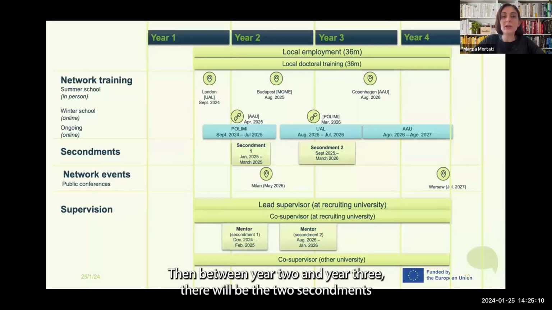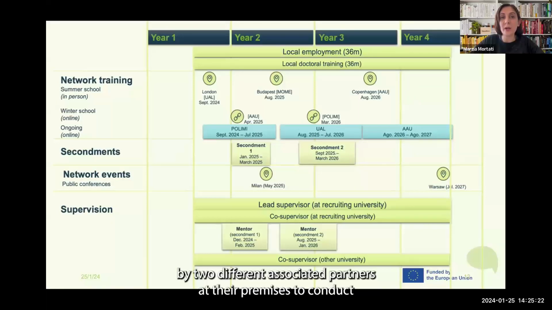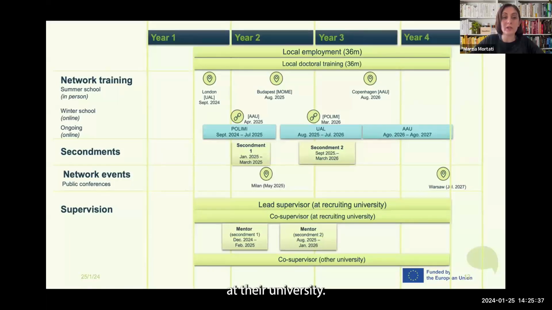Then between year 2 and year 3, there will be the 2 secondments that I was mentioning, during which the candidates will be hosted by 2 different associated partners at their premises to conduct practice-led research and work together with these experts in these other organizations to further enrich and move even beyond the research that they are already conducting at their university. There will also be 2 very relevant network events that we plan to organize.